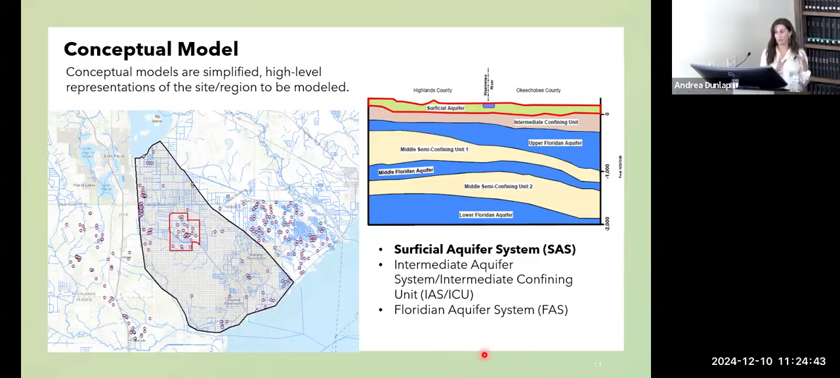Here it's about groundwater, so we have simplified the geology and the aquifer system. As you see, the first area on the top, shown in green, is the superficial aquifer, and that's where we are looking at impacts of nitrates.